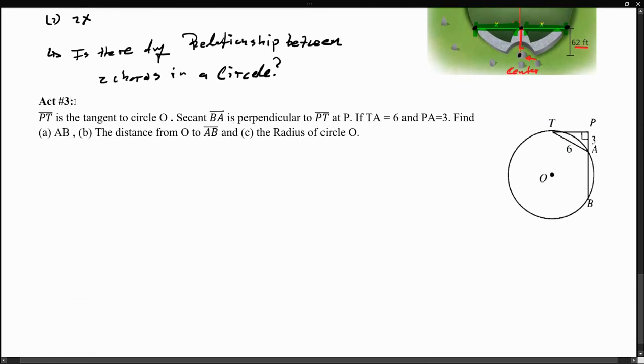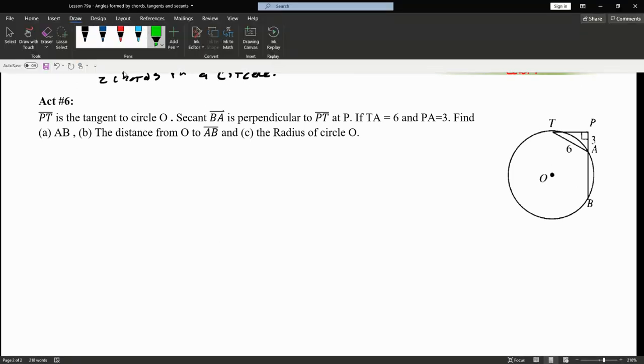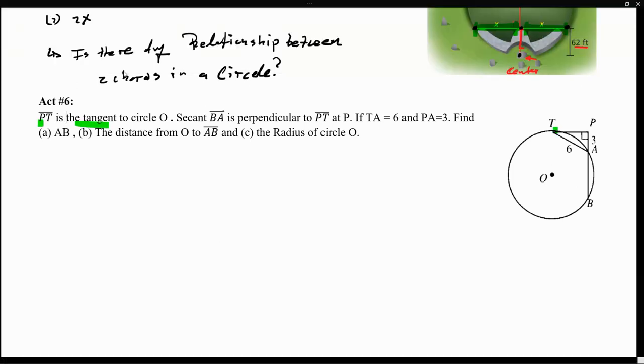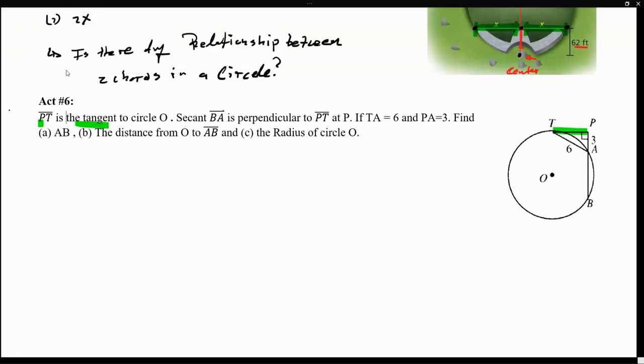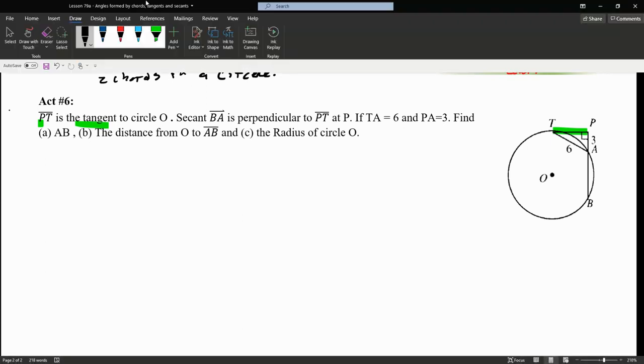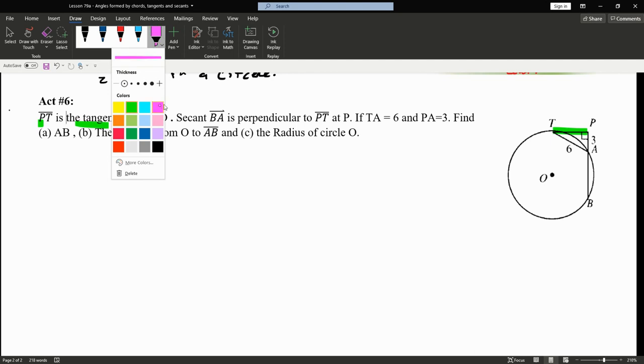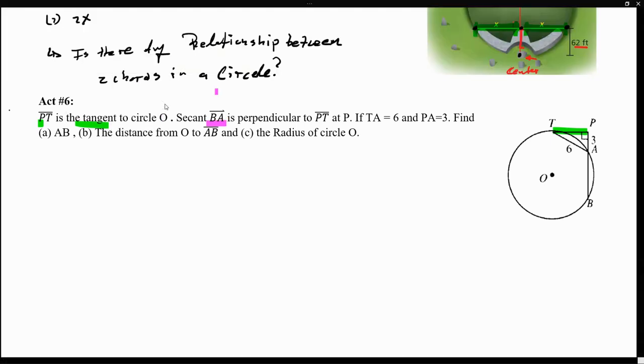Lastly, I think here's another typo. Obviously, this is not 3, but it should be 6. This is the last example that I want to discuss, or at least the last example that I'll be providing a hint for, which states PT is the tangent to circle O. So here we have the tangent line. This is my tangent line. And we have a secant BA, which is perpendicular to PT. Notice that we are also being provided with the tangent line.